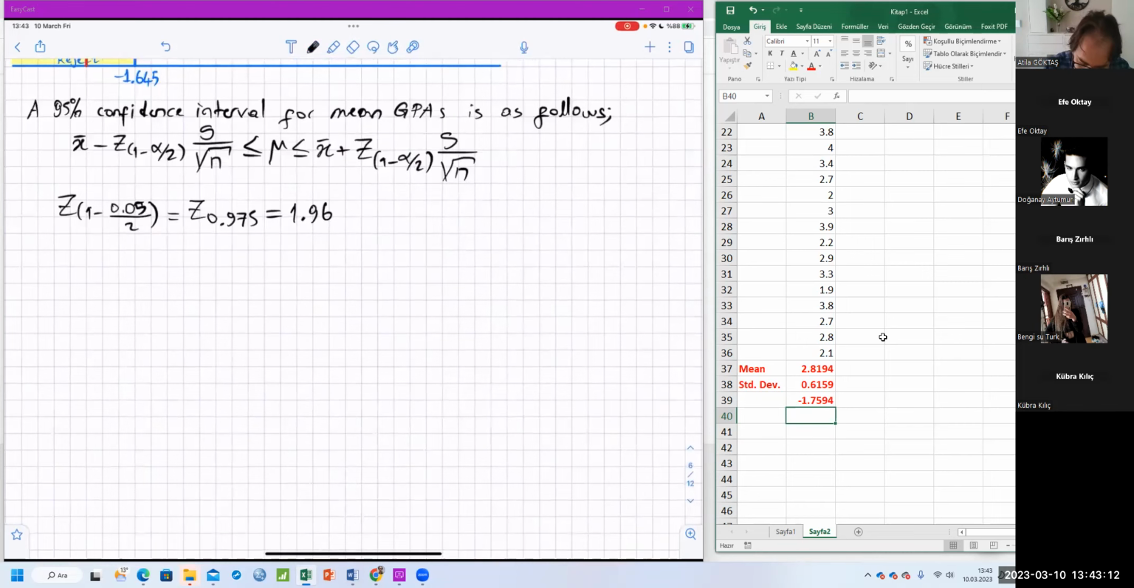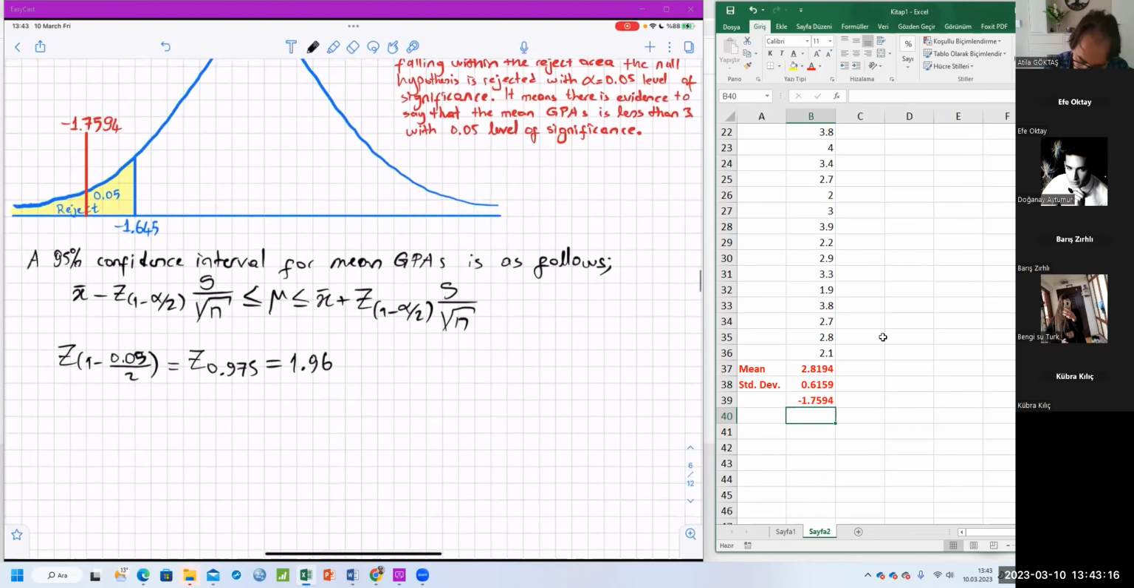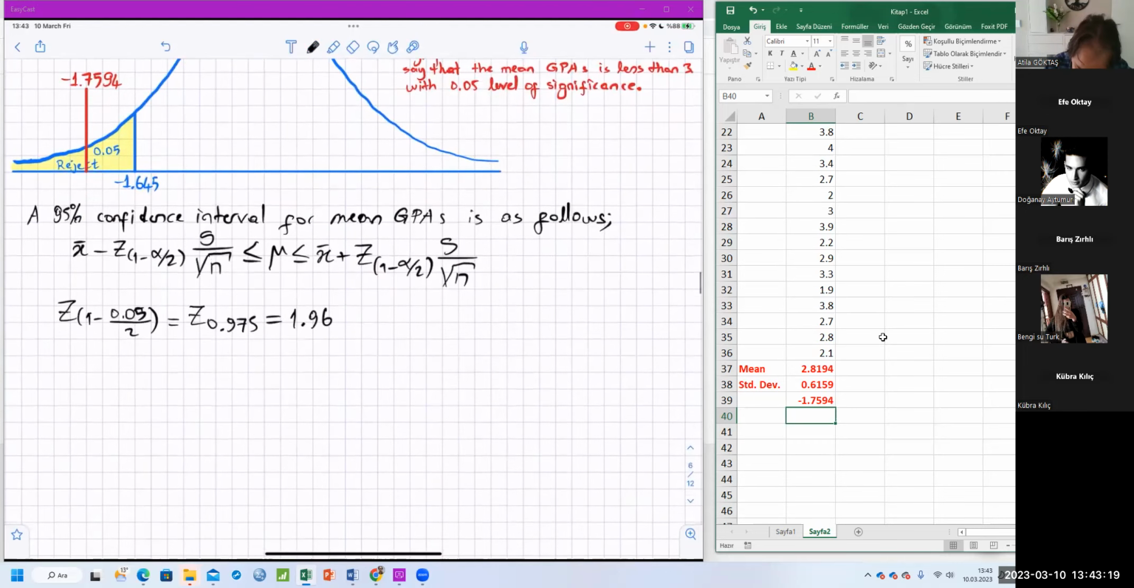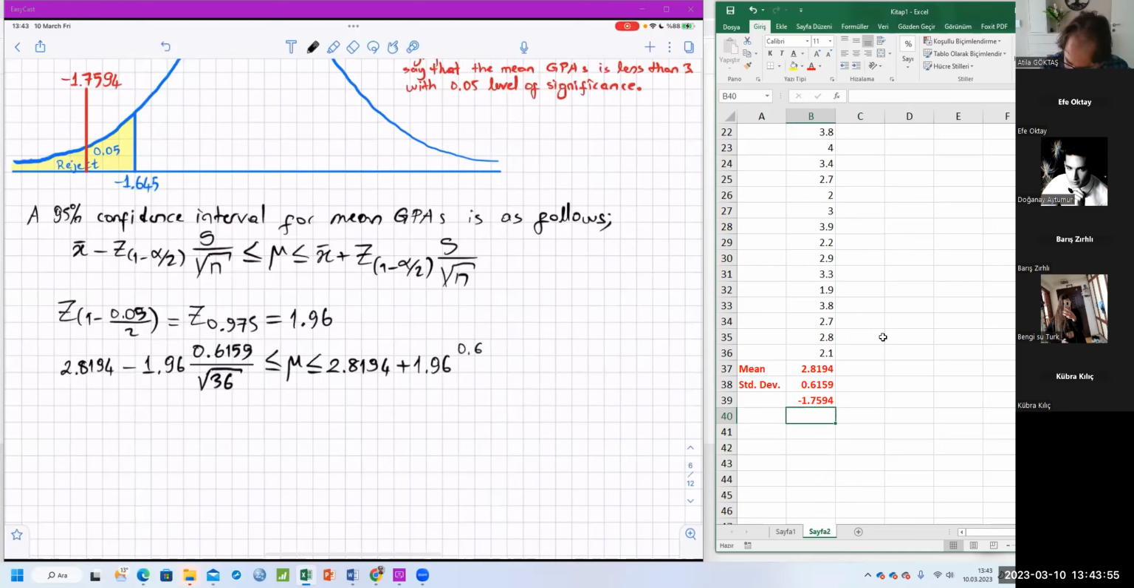Now I can perform the calculation for the lower bound and the upper bound. We know the sample mean is 2.8194 minus 1.96 times the sample standard deviation, which was 4.6159, divided by the square root of 36, less equal mu, less equal 2.8194 plus 1.96 times 4.6159 divided by the square root of 36.